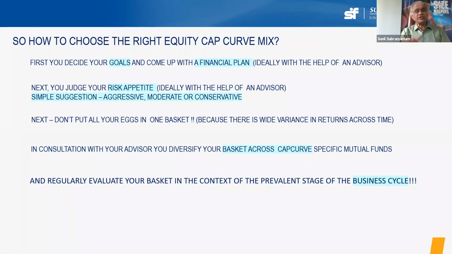Next, you judge your risk appetite. Again, an advisor will be helpful to you here. What is it? A simple session. Don't overcomplicate it. 5-stage ranking, 10-stage ranking of your risk. Just put yourself into either aggressive, moderate, or conservative.